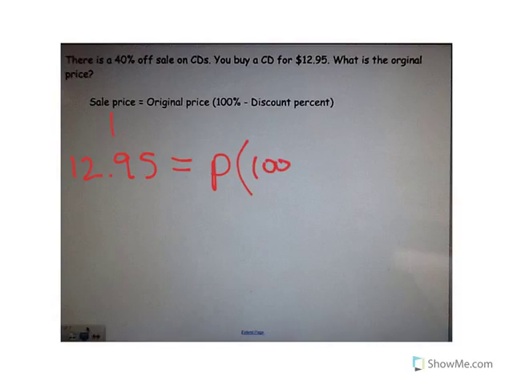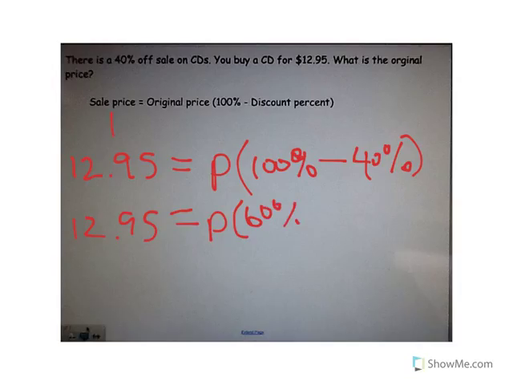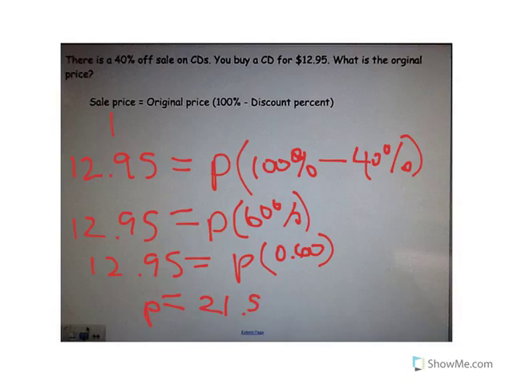And 100% minus 40%. So this is going to be 12.95 is equal to P times 60%. So 12.95 is equal to P times 0.60. So we're just going to divide 12.95 by 0.60, and we're going to end up with P being equal to $21.58.